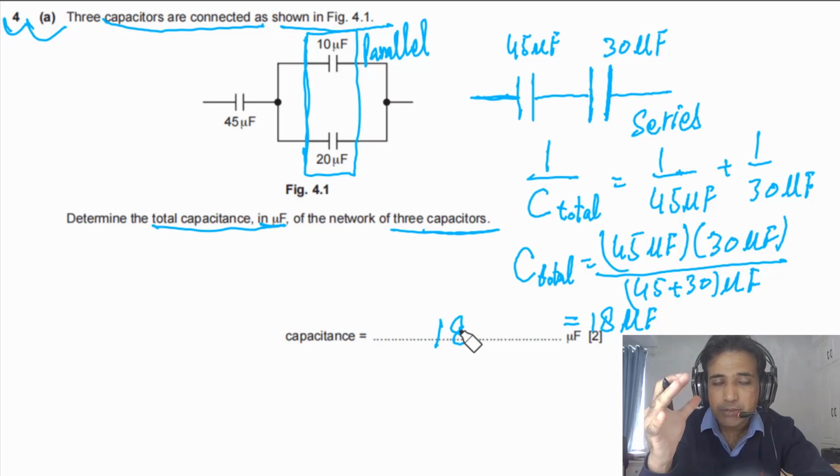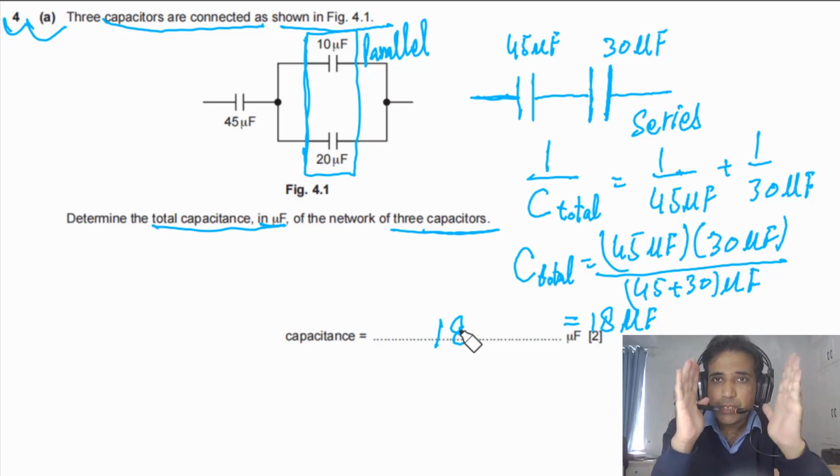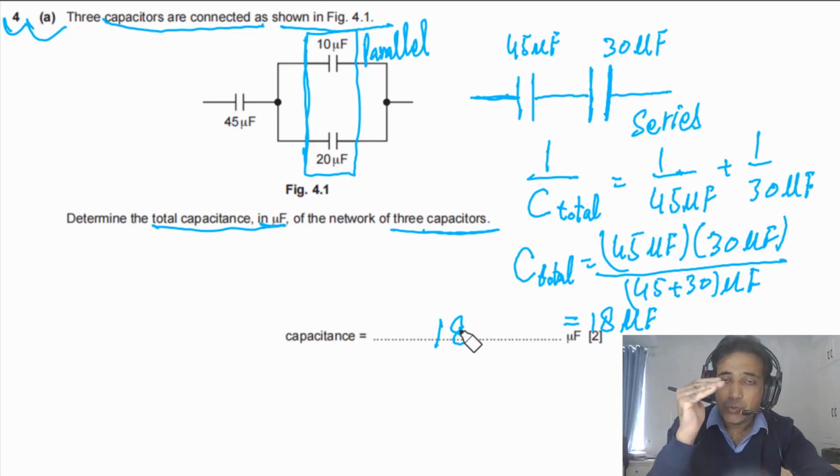Quite straightforward question. The concept is that when the network is given to you, look at the network and identify which capacitors are in series and which capacitors are in parallel. Then use the formula and you can find the final answer.